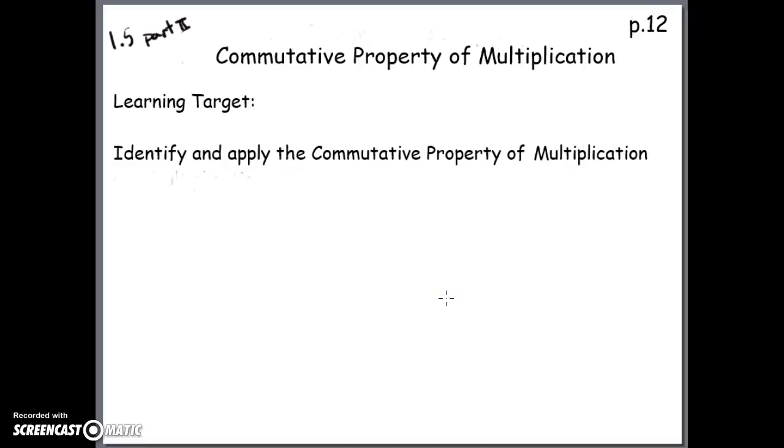Okay, today we're going to learn about the commutative property of multiplication. So we've already learned about the commutative property of addition. Now we're going to focus on multiplication. This is 1.5 part 2, page number 12. So we're going to identify and apply the commutative property of multiplication. Remember, the word commutative comes from the word commute, which means to move.